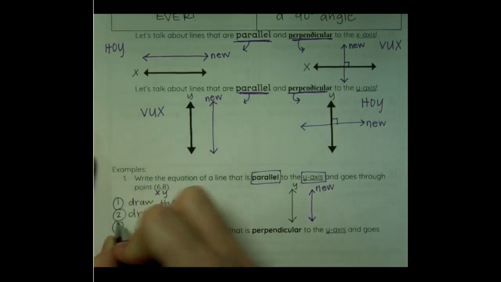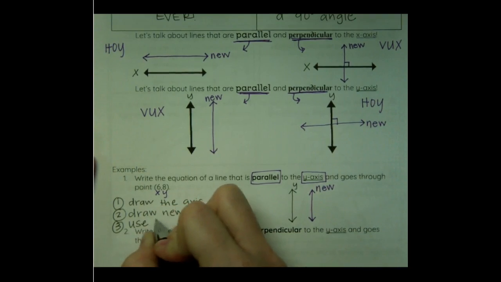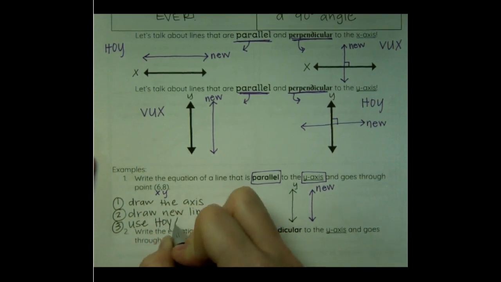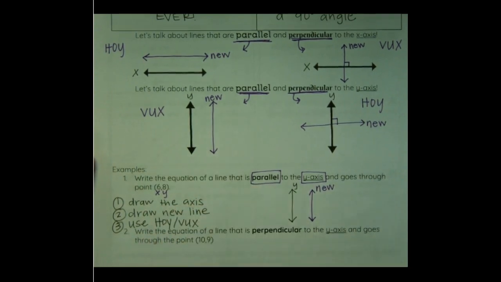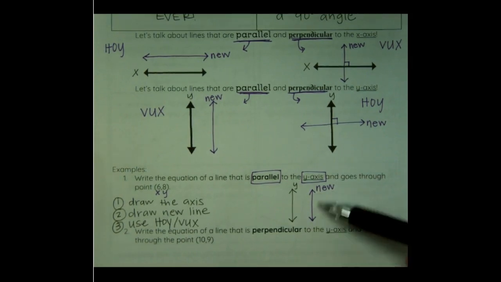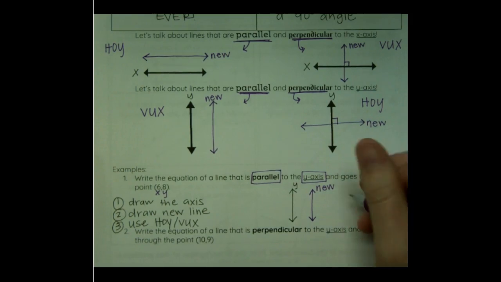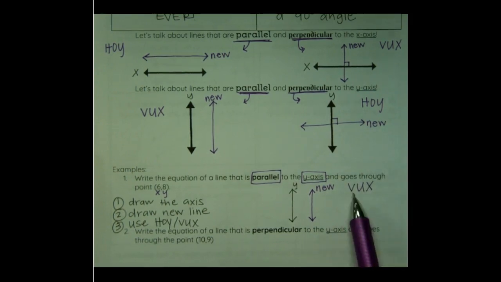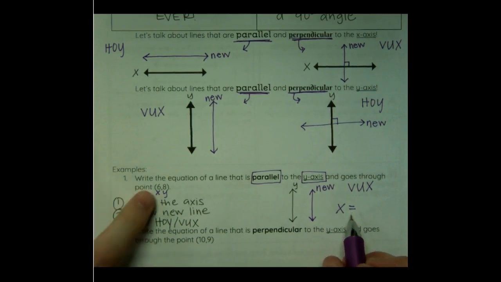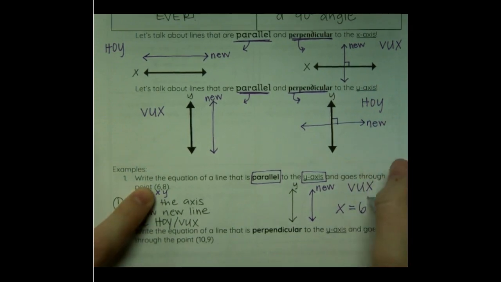So the third thing you're going to do is use HOY or VUX to write the equation. So our new line is a vertical line. So that means I am going to use VUX, because my new line is vertical. So my equation for this new line is x equals a number. And my number I have for x is 6.